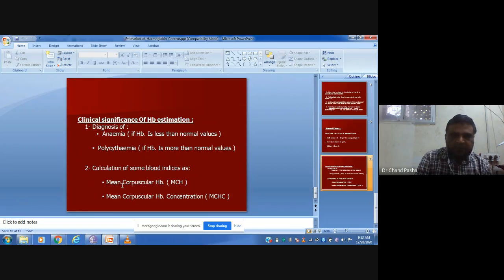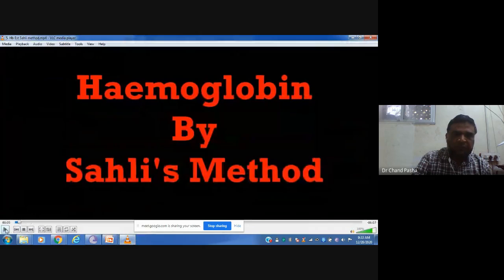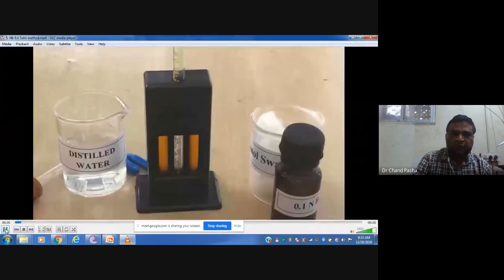The hemoglobin estimation is also useful to calculate the mean corpuscular Hb, and these are the equations we have. Based on that, we will do the calculations. Here there is an experimental part. I will show you, and it will be easy to understand.